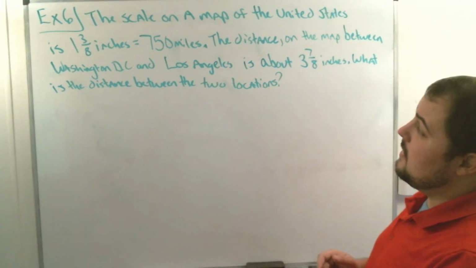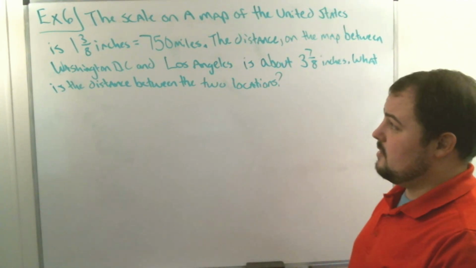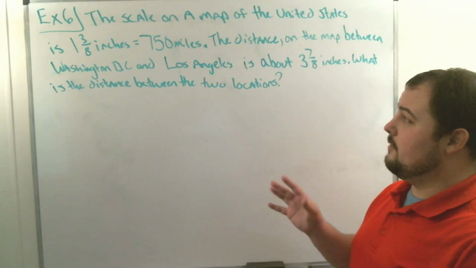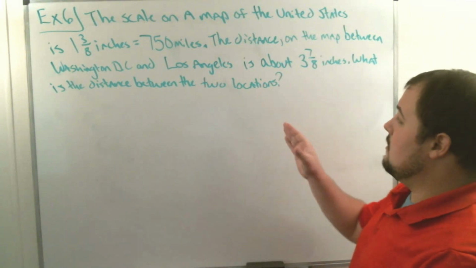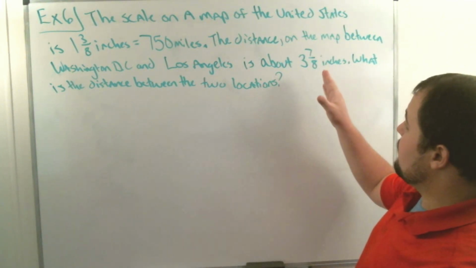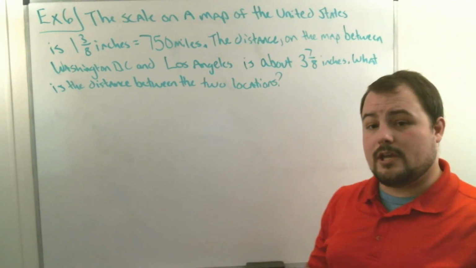So it says, the scale on a map of the United States is 1 3/8 inches, which is equal to 750 miles. The distance on the map between Washington, D.C. and Los Angeles is about 3 7/8 inches. What is the distance between the two locations?